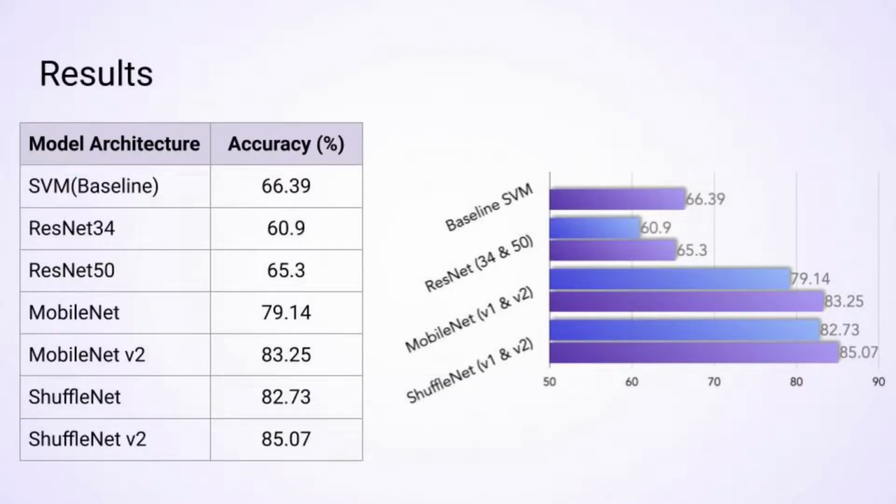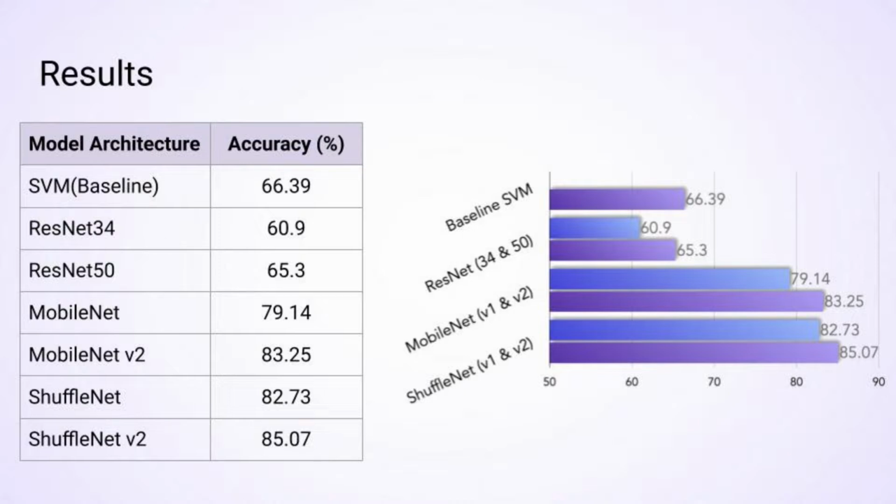This work is an extension of research done by Professor Eisenstein's students. Their approach led to an accuracy of 66.39%. We trained 6 different deep learning models on our dataset and measured performance based on prediction accuracy. We found that the lighter weight ShuffleNets and MobileNets performed best, while ResNets performed worse. We hypothesized that the lighter models performed better as the reduction in parameters made them easier to train.